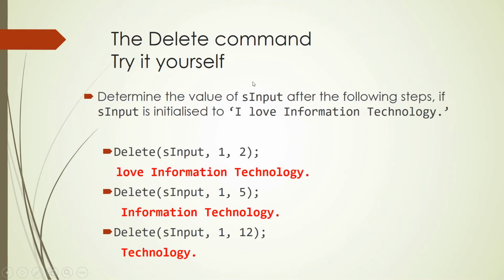So using the delete procedure, if I had to delete from sInput, start at position 1 and take 2 characters, it's going to delete index 1 and index 2, which is I and the space. So what I'm left with is love information technology. So in the first example, you should have had love information technology. In the second example, remember, sInput now has the changed string, which is love information technology. If I had to delete starting at position 1 and take 5 characters, it's going to start at L and it's going to take 5 characters including the space, and it's going to delete the first word including the space. And what I'm going to be left with is information technology.